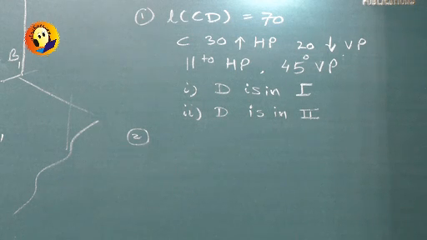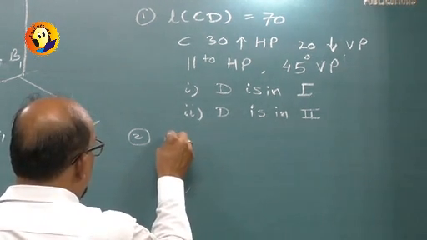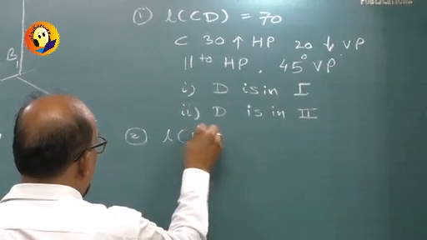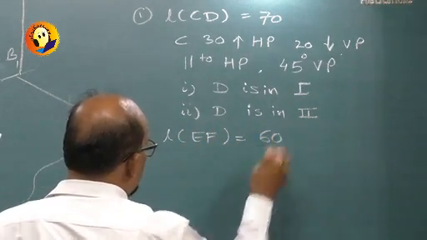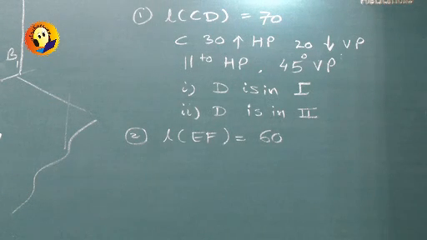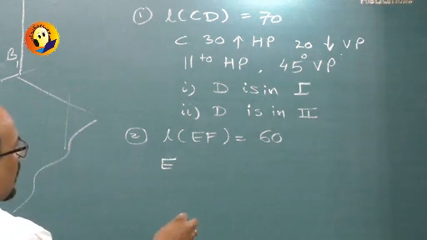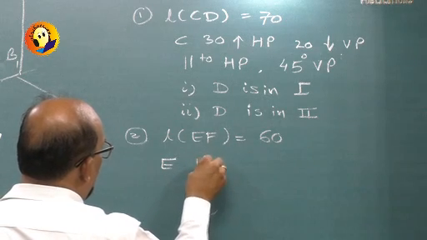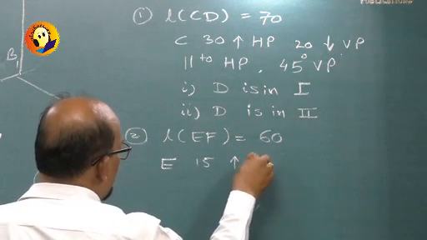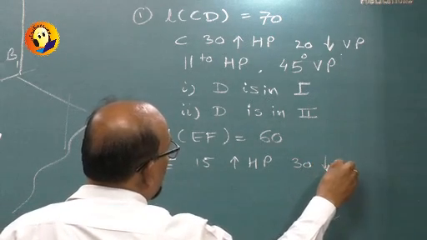Line EF measures 60 millimeters. Point E is 15 above HP and 30 in front of VP.